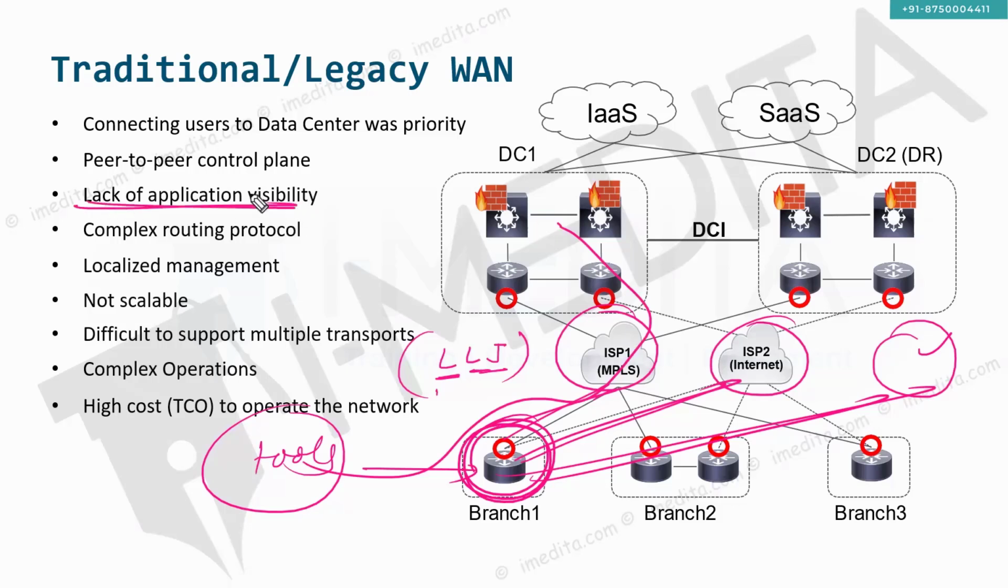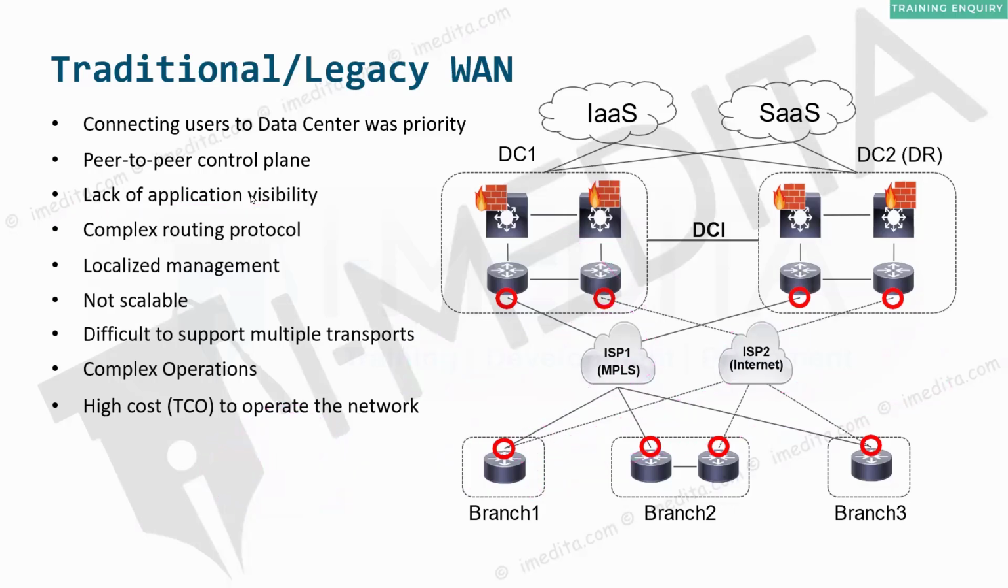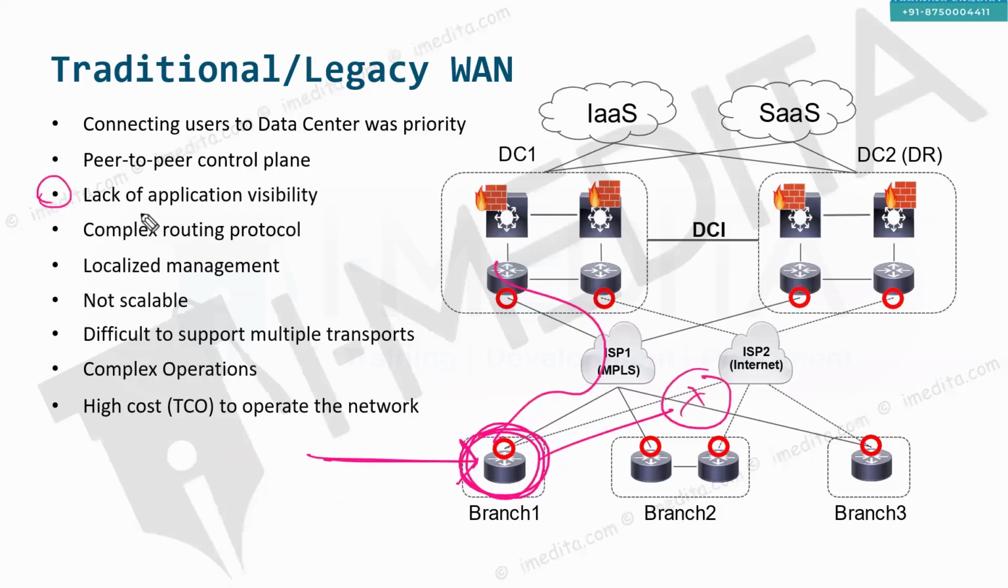Traditional WAN is not that much application aware. Traditional WAN, legacy WAN, lacks application visibility. It has limited app awareness. So it might be complicated to manage policies based on certain applications, such as business critical applications that must follow one path over another. That kind of policy will be hard to implement in the traditional or legacy wide area network.